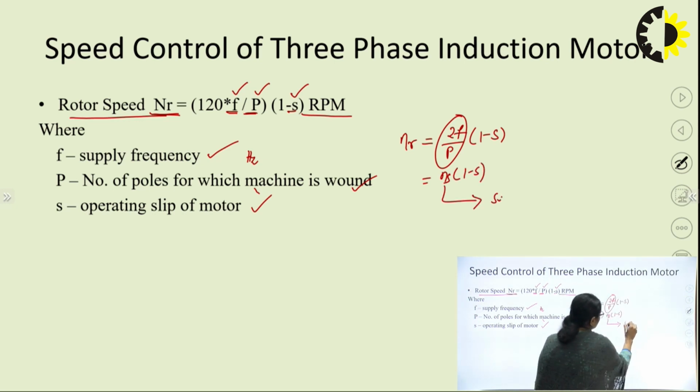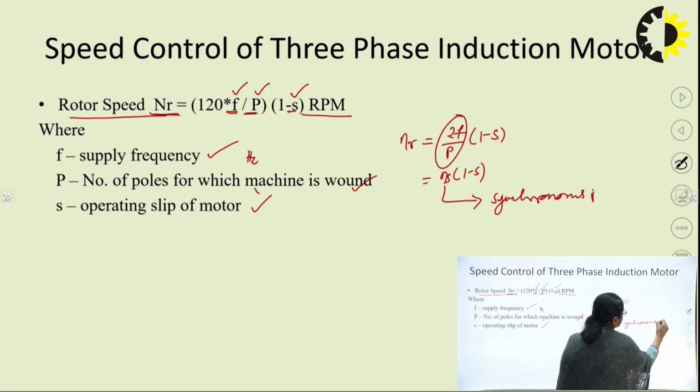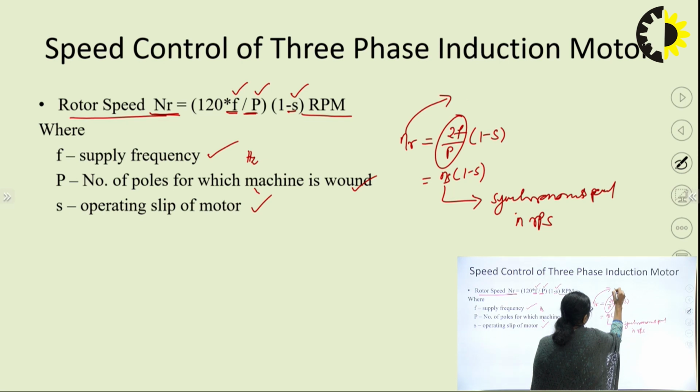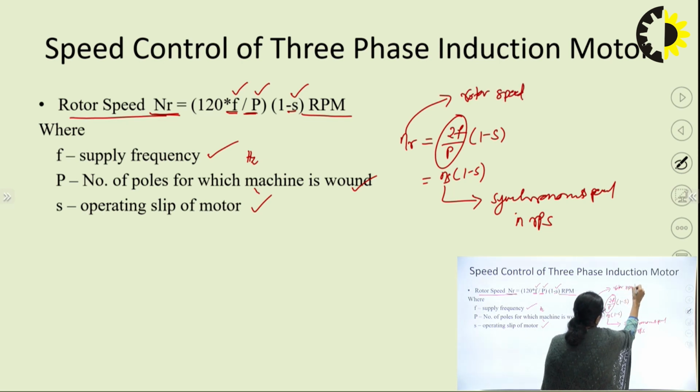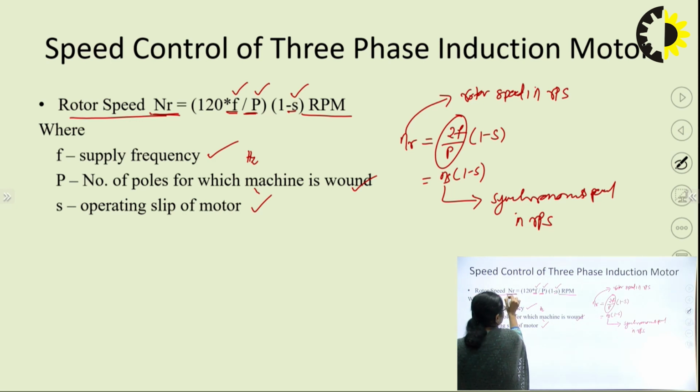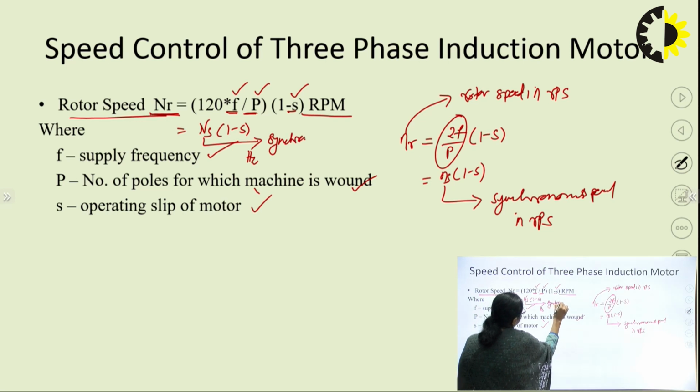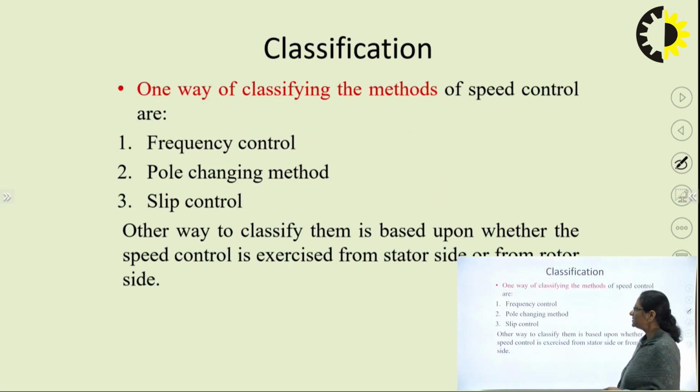Here Ns is the synchronous speed in revolutions per second and nr is the rotor speed in revolutions per second. In this expression, Nr is the rotor speed in RPM and it can also be written in terms of synchronous speed and slip of the motor, where Ns is the synchronous speed in RPM. So accordingly, the methods of speed control of three-phase induction motor can be classified as frequency control, pole changing method, and slip control.